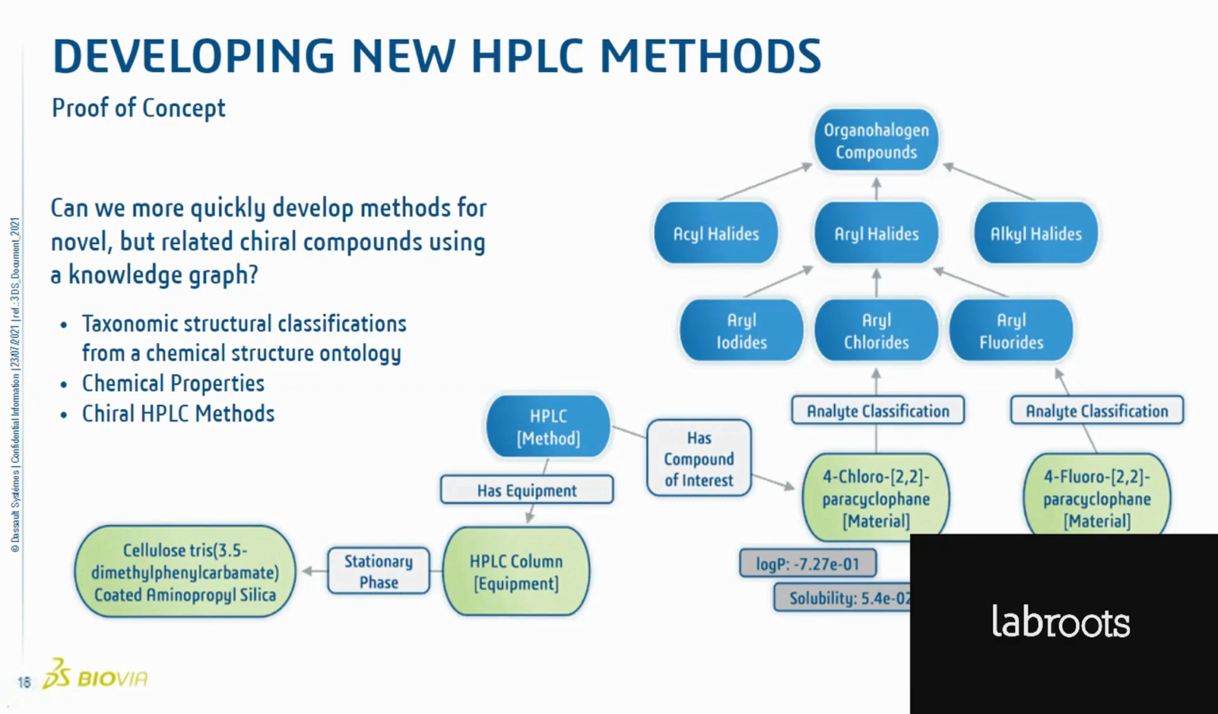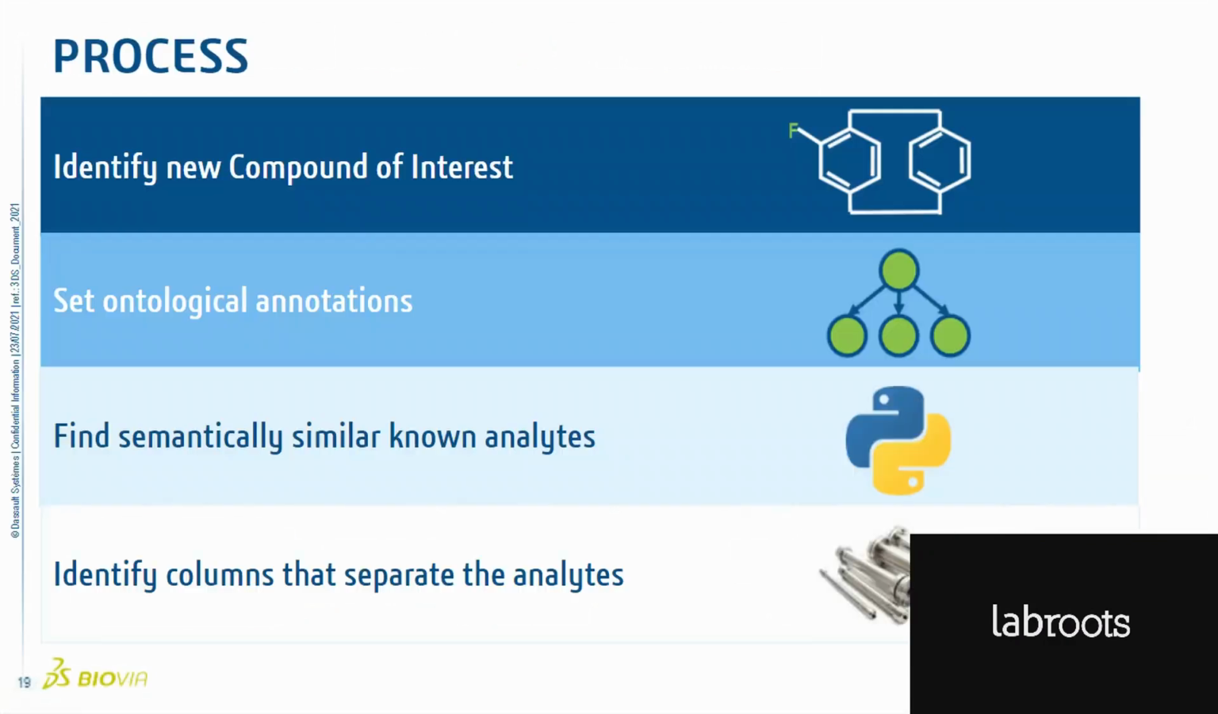So if we have this all in place, can we use a knowledge graph data model to more quickly develop methods for novel but related chiral compounds? For the actual process, the way that we hope it would work is that when we identify a new compound of interest, we set the ontological annotations. So we're giving it the categorization and its physical constants. Then we would find semantically similar known analytes, so other compounds that play in the same space in this ontology as the compound that we're trying to separate. And then we could hopefully identify the column or columns that will work to separate out those analytes.